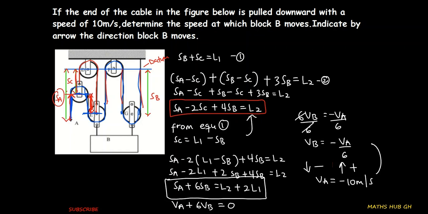So let's substitute that into this equation. I'm going to have VB to be equal to minus VA, which is minus minus 10 divided by 6. So VB is equal to 10 divided by 6. Let's look at the value for that. That gives us 1.67 meters per second, and that's positive, so that means that it will be moving up. What that means is that when this end of the rope is pulled downward, the block B will move upward. So that's what this means.